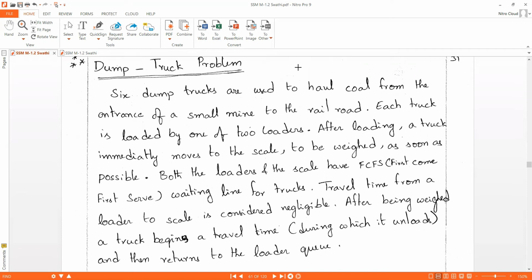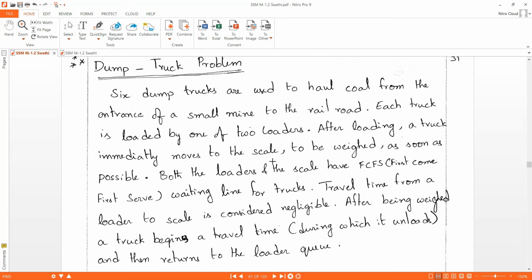The number of loaders is 2. The number of dump trucks is 6. These 6 dump trucks will be loaded by any of these 2 loaders. After loading, a truck immediately moves to the scale.